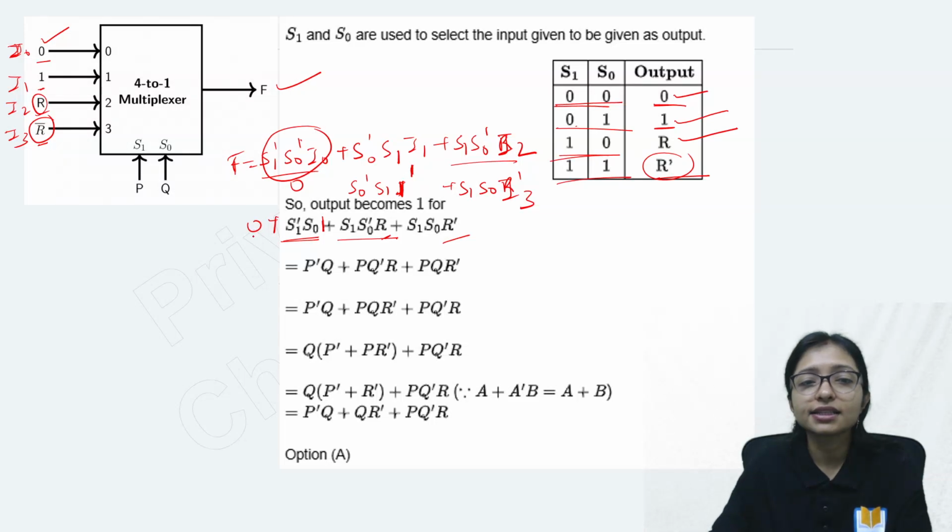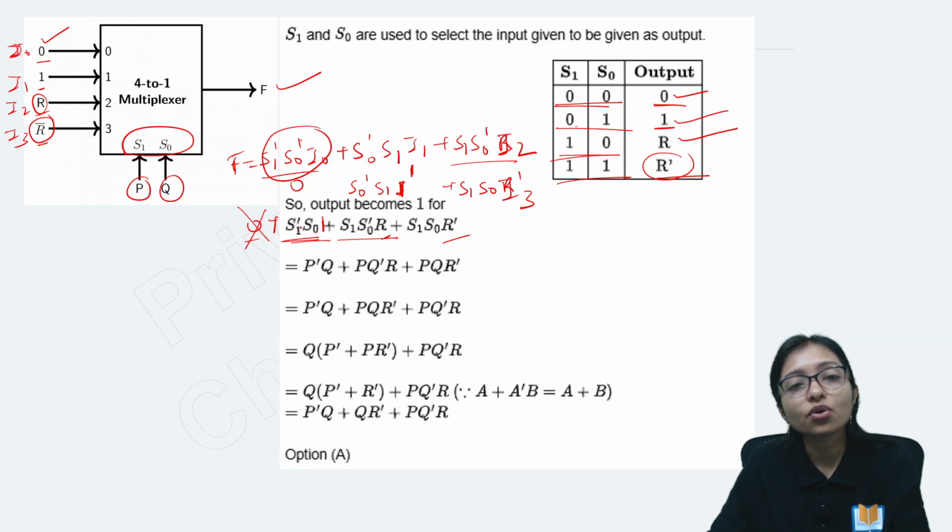Now after writing, this term is 0, so I don't need to write it. What is the value of S1? P. What is the value of S0? Q. So here you write P bar Q, here P Q bar R, and here P Q R bar.